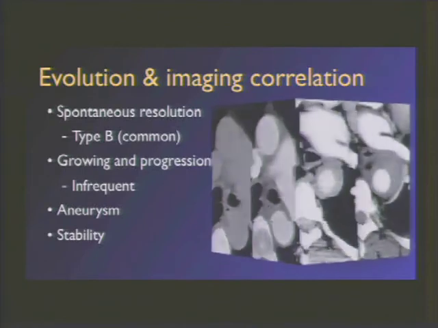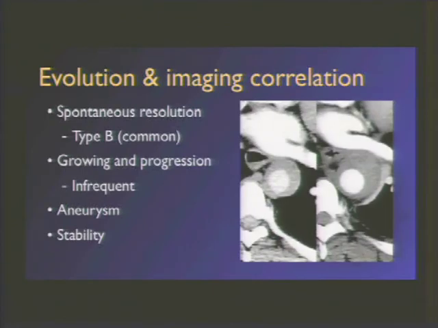And then you can also see progression of the disease, like in this case where you have an intramural hematoma, and then a few weeks after that, we have a follow-up showing that the intramural hematoma is enlarging. These patients can also evolve to aneurysm or can remain stable for months.